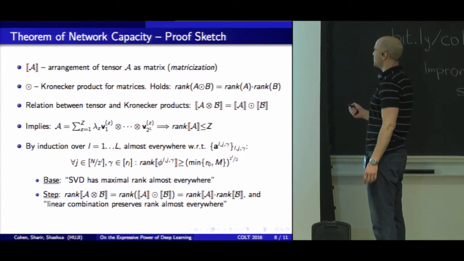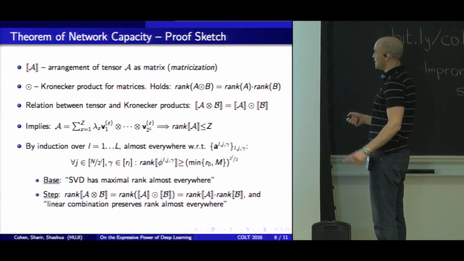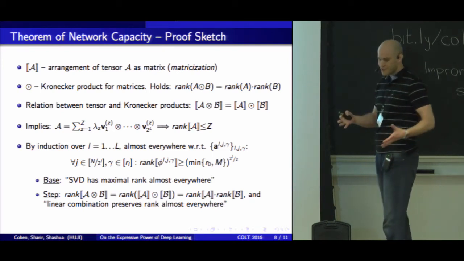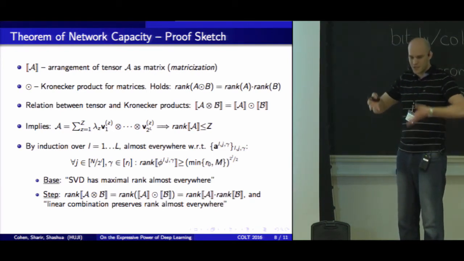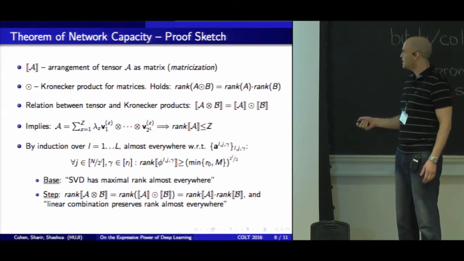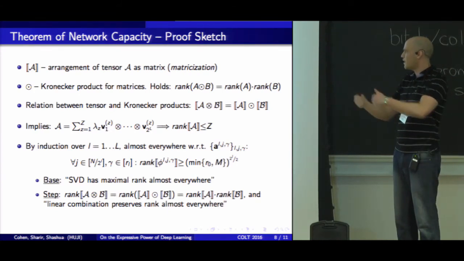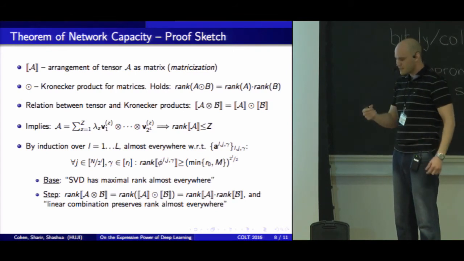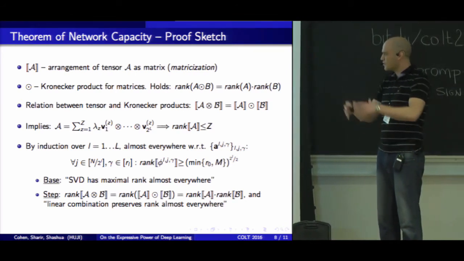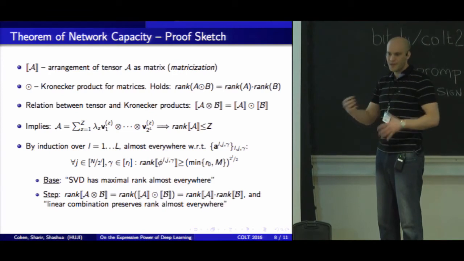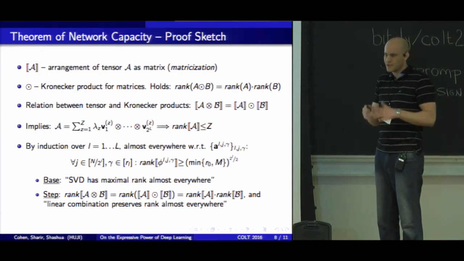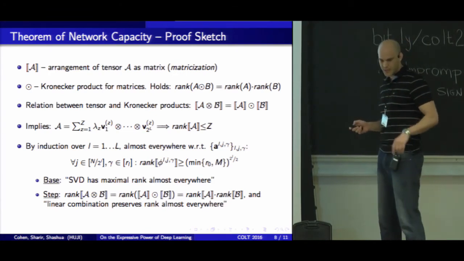So if we have A tensor product B and matricize this, this is equal to the matricization of A, Kronecker product, matricization of B. This can be used to show that if A is expressed in this form, meaning the tensor rank of A is no more than Z, then the rank of its matricization will be no more than Z as well. Therefore, it is enough to show that the rank of the matricization is very high. And we do this by induction over the levels of hierarchical Tucker. And the basic step there is that we have Kronecker products that increase the rank multiplicatively. And then there are a lot of technical issues to make sure that this happens almost always. But this is the basic idea.